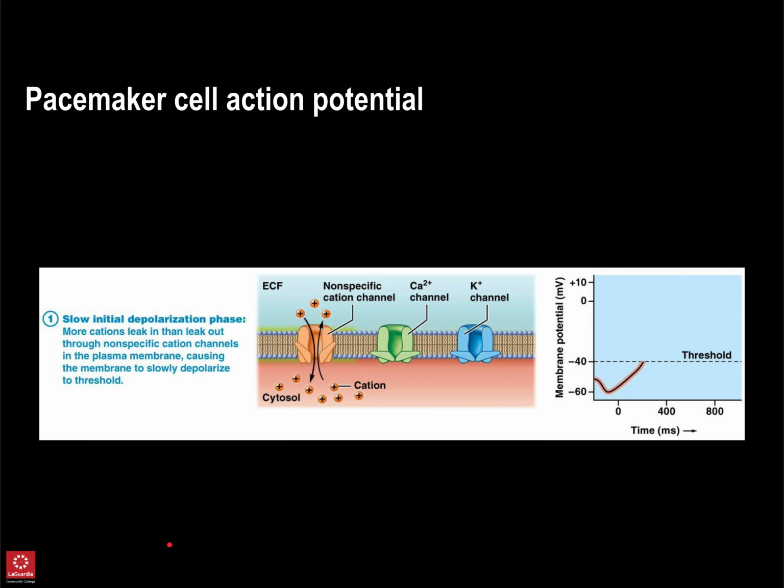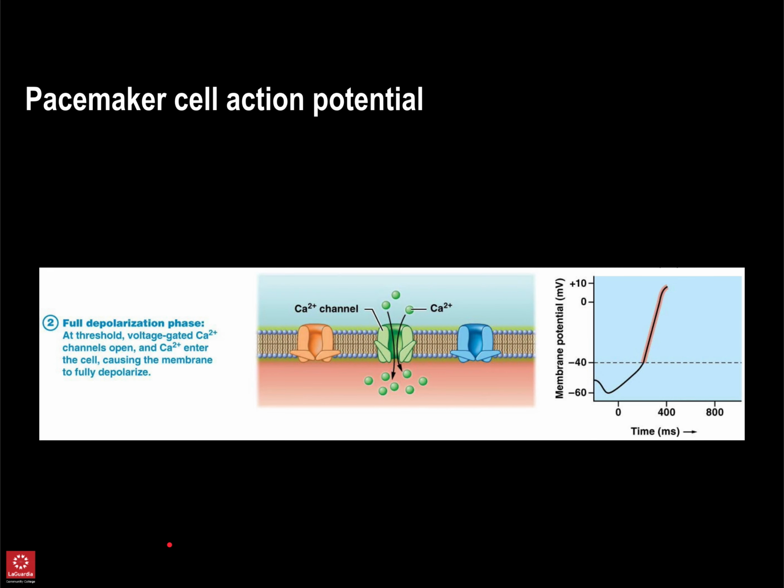For our slow initial depolarization phase, the pacemaker potential starts with the plasma membrane in a hyperpolarized state. At this minimum membrane potential, non-specific cation channels open in the membrane. This allows sodium ions to leak into the cell and potassium ions to leak out, and this results in an overall slow depolarization to threshold. Remember, potassium ions are positively charged, as are the sodium ions. So some potassiums are leaving, some sodiums are coming in. So there is a net change, but it isn't as big as if we allowed one versus the other.